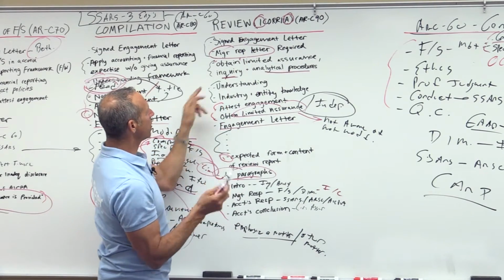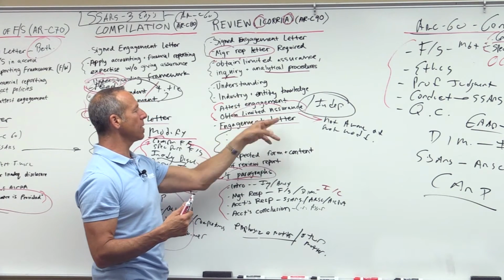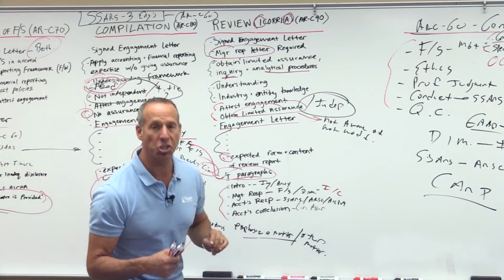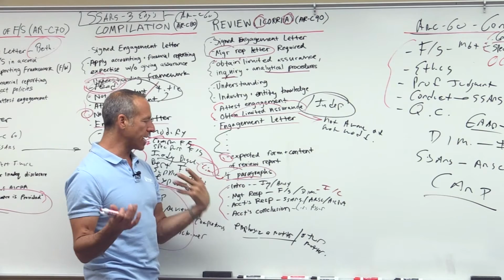That's the IA. Understanding, same. Industry and entity knowledge, a little bit more. Also obtaining limited assurance. That's why you have to be independent. It is an attest engagement. It is an assurance engagement. Engagement letter, still very similar. Expected form and content of report.